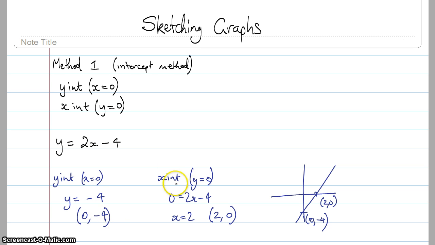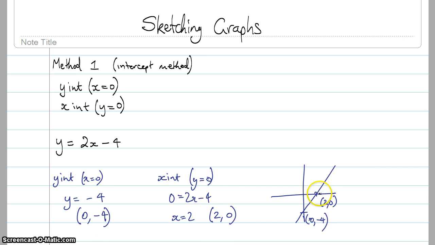And then I need to find my x-intercept. That means that I can make y equals 0, and so I get 0 equals 2x minus 4. I rearrange this equation, and I get x equals 2. Hopefully you would be able to do that as well. Again, if you're having trouble, let me know, or have a go at it yourself. So I've got these 2 points, (0, -4) and (2, 0).